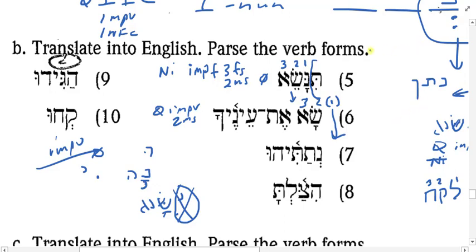When does aphoresis happen? If my theme vowel in the imperfect is what? Not holum. If it's holum, it follows the normal, regular, strong pattern. Okay, but if my theme vowel is not holum, then I will get aphoresis. And a kametz here is not a holum. So it will lose root 1. So this is a command. Sa, lift up. Lift up what? Et einecha. Your eyes. That's right. Lift up your eyes.